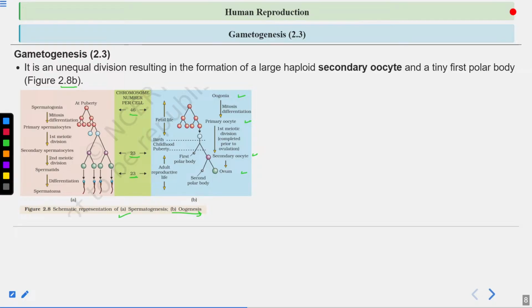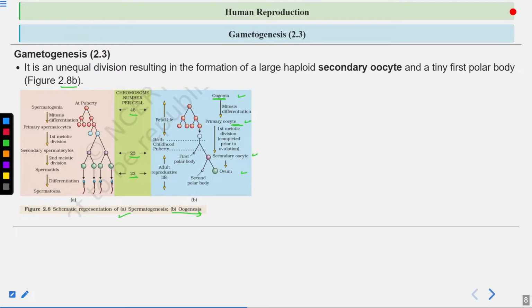So what is happening here? The oogonia are kind of stem cells, like spermatogonia were in the testes. They were also kind of stem cells because they can self-renew by mitosis. So they can increase their number by mitosis, and then they can also differentiate to form primary spermatocytes. Similarly, oogonia can also increase their number by mitosis. They can self-renew, and they also differentiate to form the primary oocytes.